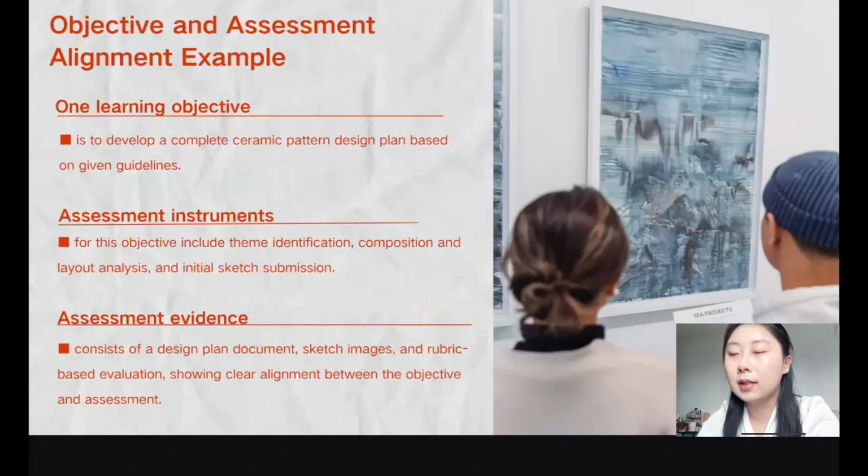Objective and assessment alignment example. The learning objective is to develop a complete ceramic pattern design based on given guidelines. Assessment instruments for this objective include scene identification, composition and layout analysis, and initial sketch submission. Assessment evidence consists of a design plan document, sketch images, and rubric-based evaluation, showing clear alignment between the objective and assessment.